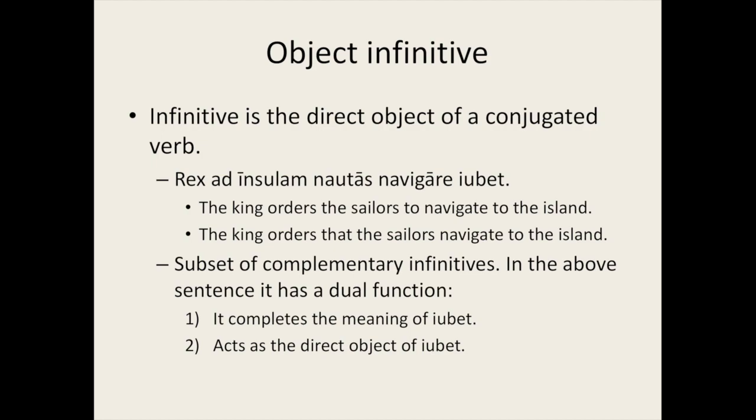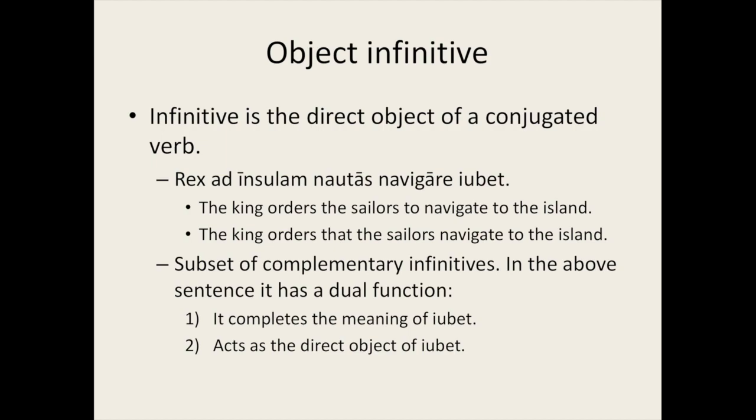In English, a sentence which contains an object infinitive can also be translated as two clauses linked using the connective that. A clause is simply put a sequence of words which contains a subject and a finite verb. So for this example, we could have the king orders that the sailors navigate to the island. The first clause is the king orders, the second being the sailors navigate to the island. This is a useful trick for determining if an infinitive is acting as an object.